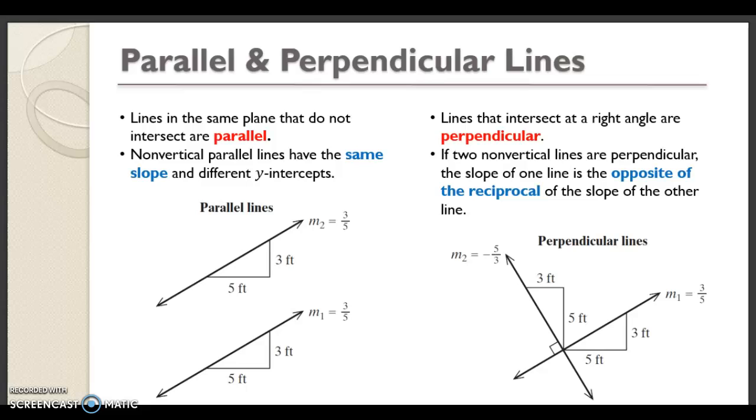You would want to have equations y equals 3/5 x plus 3. This could be anything. This could be minus 2,000. Okay, those are still going to be parallel lines.